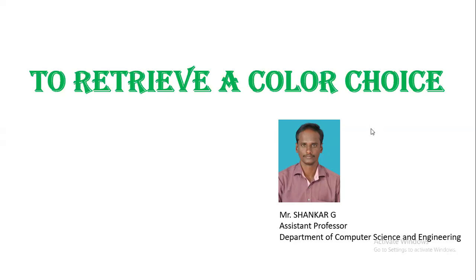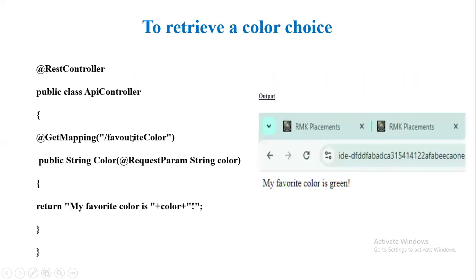Let's go to the video and see how we are retrieving color choice from the users. Initially, I already informed you in the previous video that whatever program we are going to write in the REST controller, we have to include the necessary packages. That is the very basic first step. So just see these programs, and whatever packages you need, you have to include before writing the program.